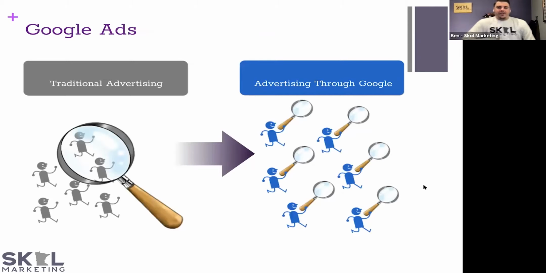One of the basic things to know about Google Ads is that traditional advertising is like having the magnifying glass and you're looking for people. Here, when we talk about classic ads specifically, you're putting the magnifying glass into the consumer's hand. So when someone searches for a term that you designate, your ad will now be popping up.